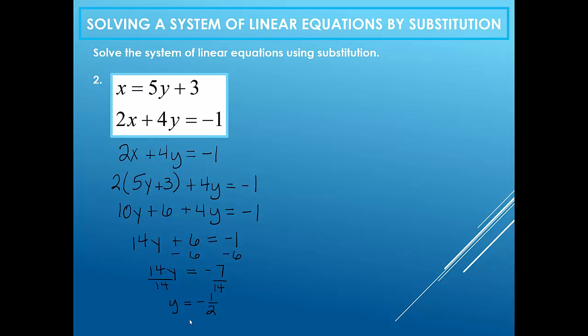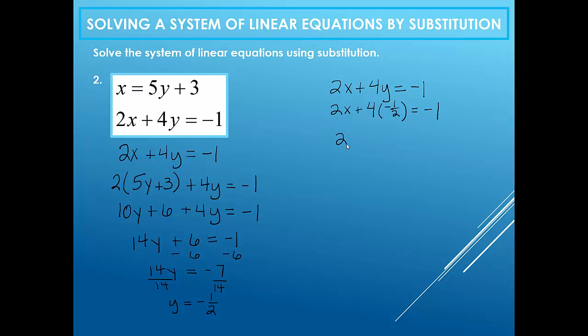Now I know what y equals, so I'm going to take this and substitute this into one of my equations and solve for x. So let's go ahead and use the second equation this time. So we'll have 2x plus 4y equals negative 1. We found out that y equals negative 1/2. So I have 2x plus 4, and I'll substitute in this negative 1/2 for y, and that would then be equal to negative 1.